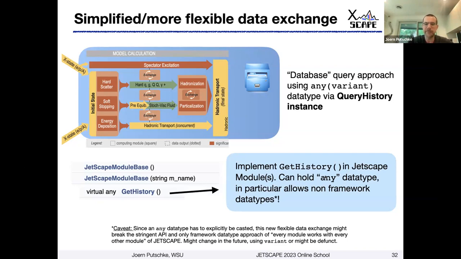So there's a caveat. Since this any data type has to be explicitly cast at runtime into an existing data type, we are kind of breaking the stringent API and framework-data-type-only approach of JETSCAPE, which means every module works with every other module, in order to add this flexibility. So we might change this in the future by using a safer version, which is called a variant, or if this functionality is not really necessary, then it might be defunct. But at this moment in time, it's a very flexible, easy way to basically implement whatever information you need from any module in any conceivable data type.